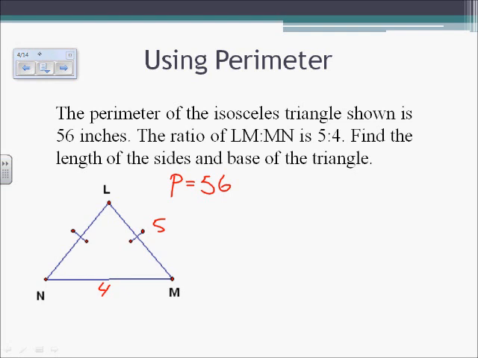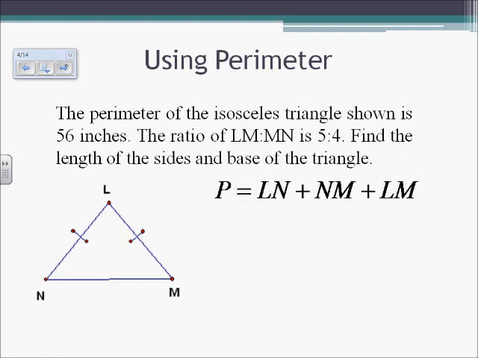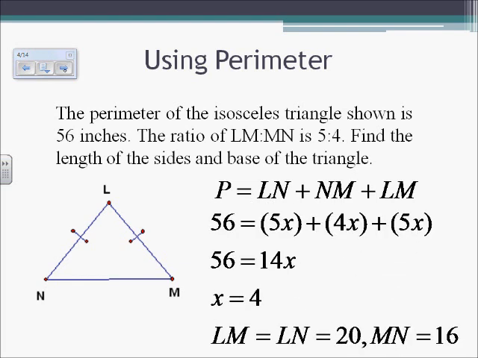Seeing as how we have an isosceles triangle, LM and LN are congruent to each other. I know that this side must be 5x and this side must be 4x. I know then that LN, by definition of congruent segments, has to be 5x. So my perimeter statement is really just going to be 5x plus 5x plus 4x equals 56. Or in segment terms, LN plus NM plus LM will equal our perimeter. So 56 is equal to 5x plus 4x plus 5x.